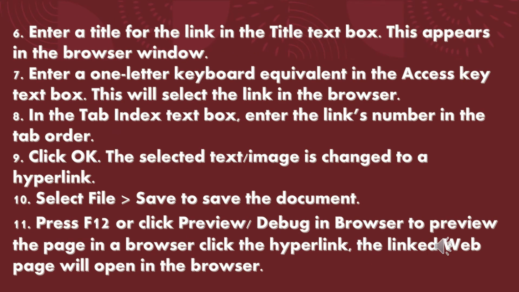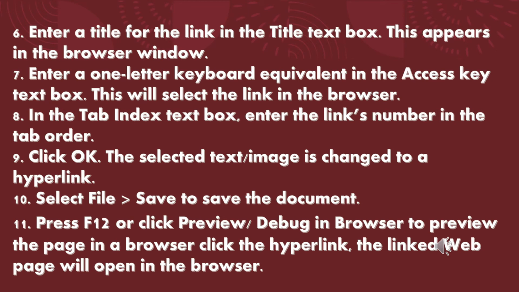Blank loads the linked file in a new unnamed browser window. Parent loads the linked file in the parent frameset or window of the frame that contains the link. Self loads the linked file in the same frame or window as the link. Top loads the linked file in the full browser window, thus removing all the frames.